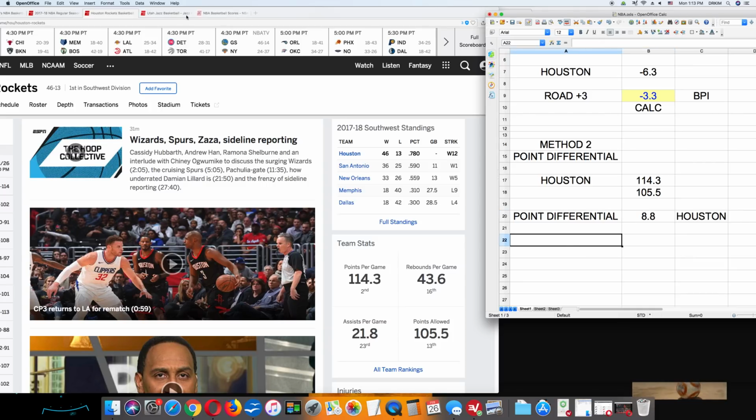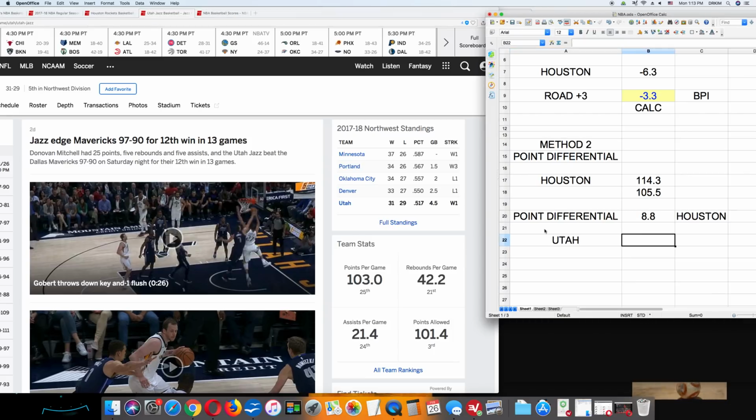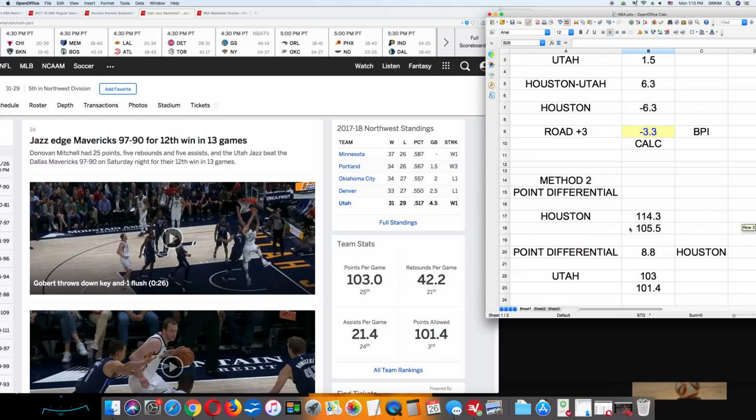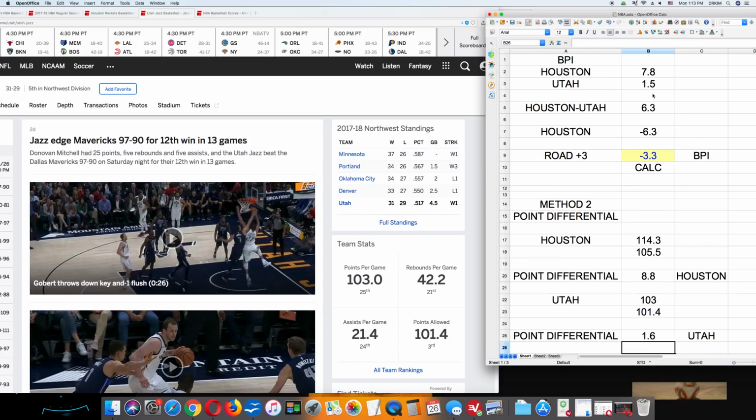Now let's look at Utah. Utah, they average, here we go, right here in this corner, 103 points per game scoring. Defense 101.4 allowed. So the point differential for Utah is offense 103 minus 101.4. Offense minus defense. That gives you a point differential of 1.6. How does that compare to BPI? Utah's BPI is 1.5. Wow, it's almost the same.